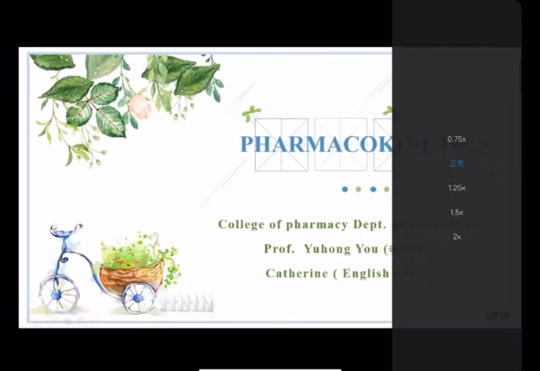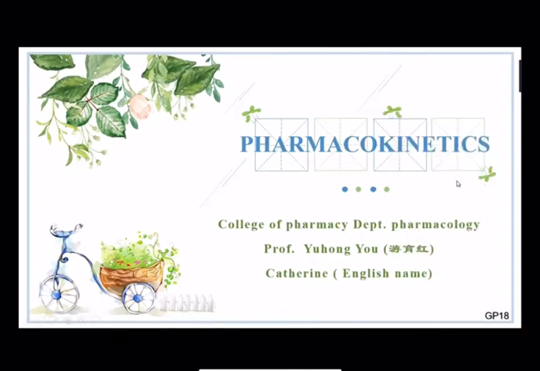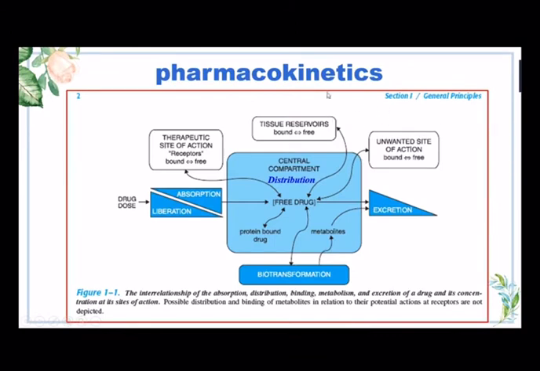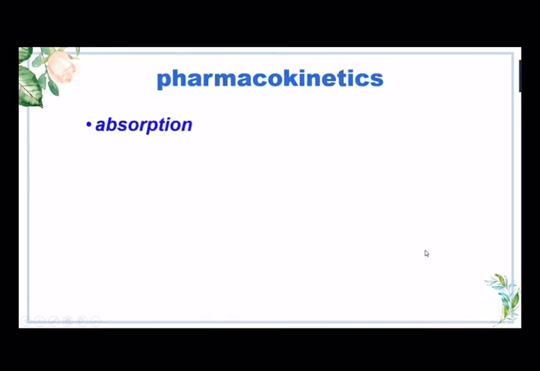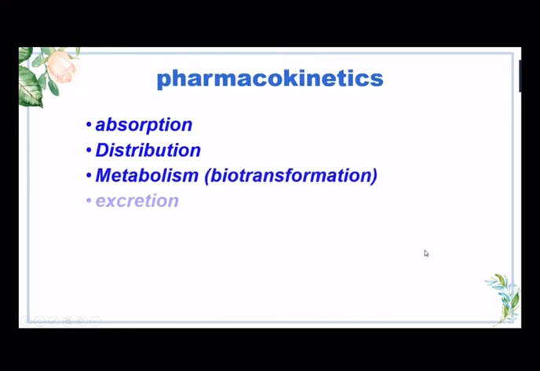In this chapter, we will discuss pharmacokinetics. Remember, pharmacokinetics includes four processes: absorption, distribution, biotransformation, and excretion. Again, absorption, distribution, biotransformation, and excretion.